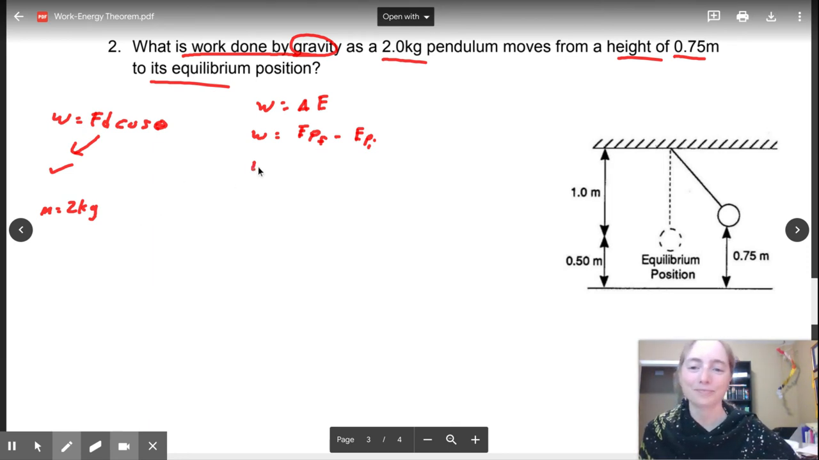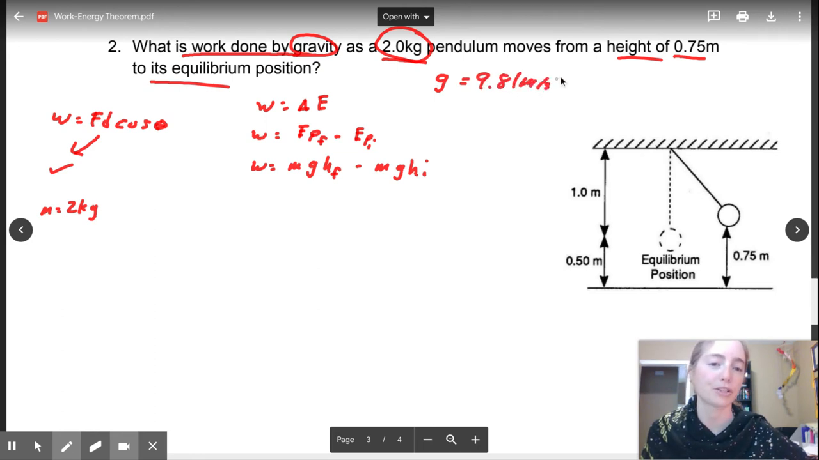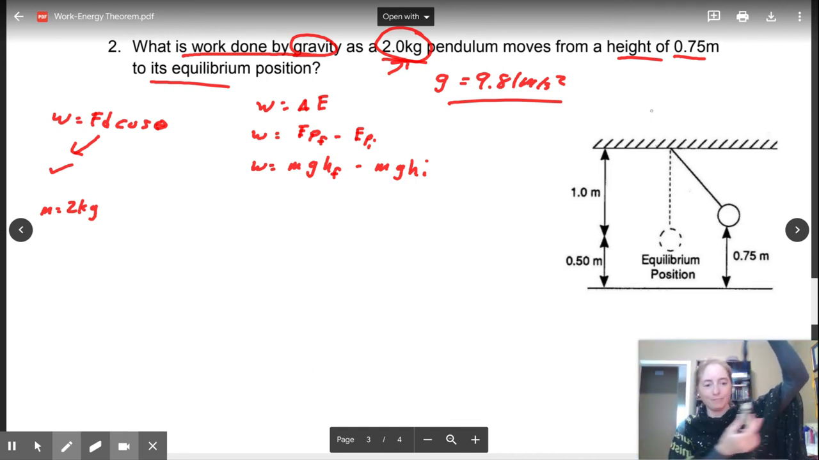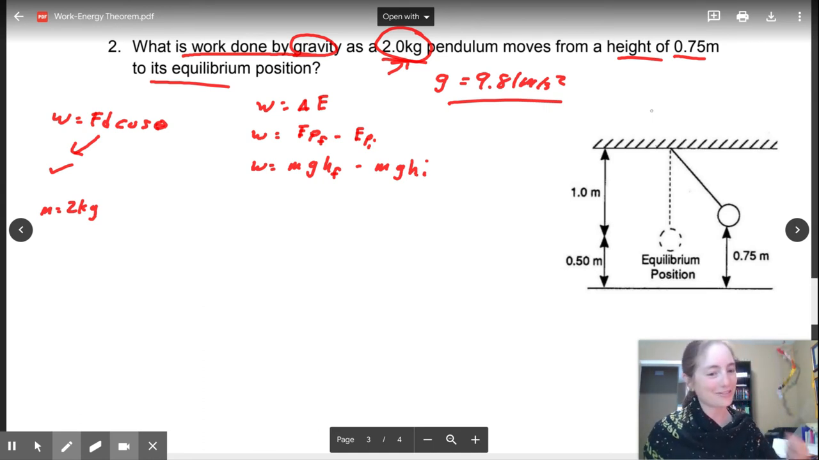All right, so now mgh final minus mgh initial. So let's think about this. The object has a mass of 2 kilograms, and our g value is 9.81 meters per second squared. Is the mass of the pendulum changing? No, it isn't. Is g changing? Are we zooming off to Mars in the middle of this question? No, we're not. So the mass is the same, and g is the same. What's different? The height. So hf and hi are different, but m and g are the same.